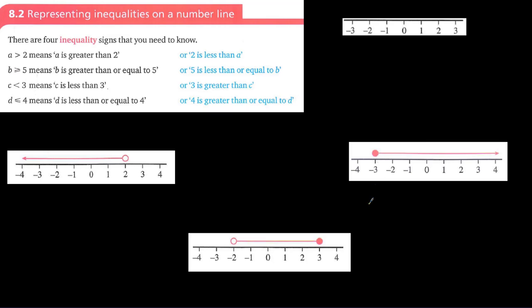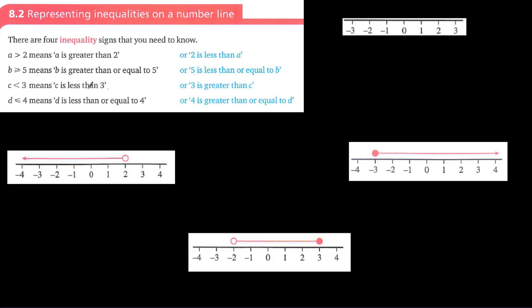Hi dear students, this is the second lesson about equations and inequalities, and our topic is representing inequalities on a number line. Firstly, let me remind you about the four signs that we are using for inequality. This sign is greater than, it is written here. This sign is greater than or equal to, or you can directly use greater or equal to.